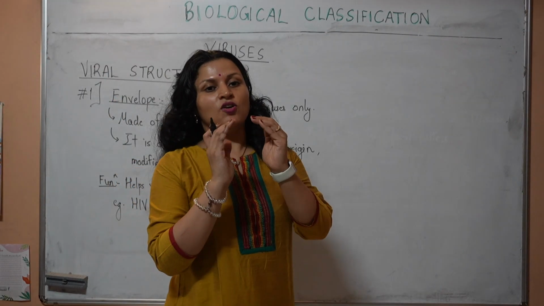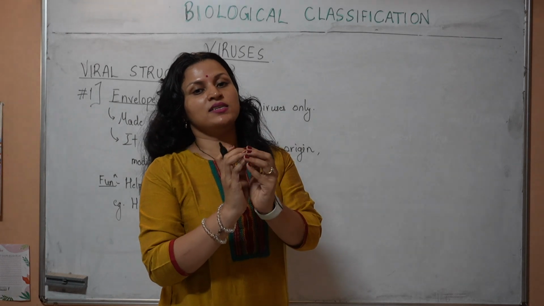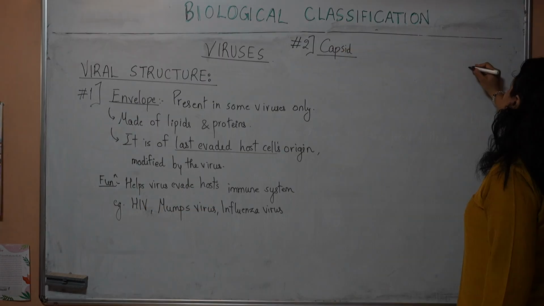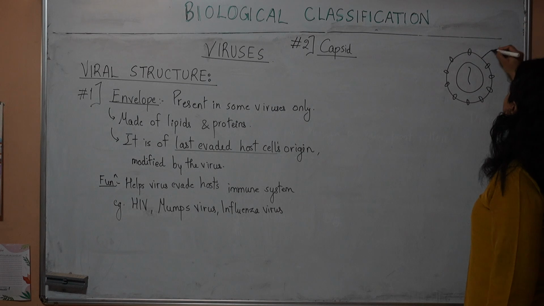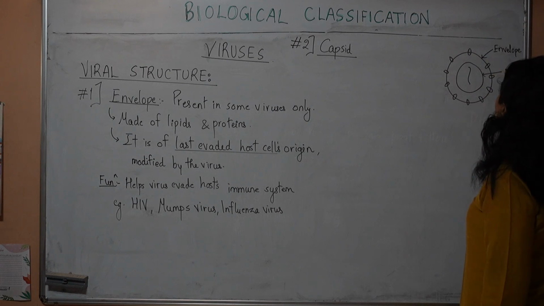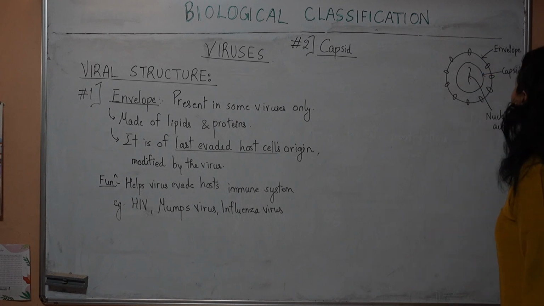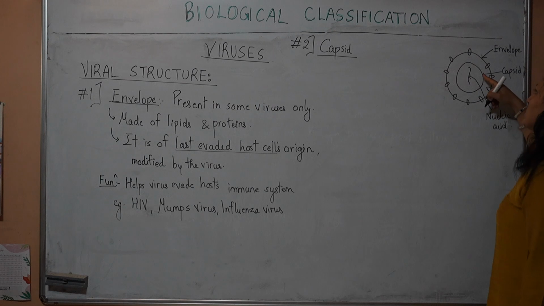So we are done with the envelope. Now we move on to the second layer, that is the capsid. This is how the structure will be. So this will be the envelope on the outside. This is going to be the capsid, enclosing the nucleic acid inside. We're done with the envelope. Right now we are doing the capsid, the middle one.